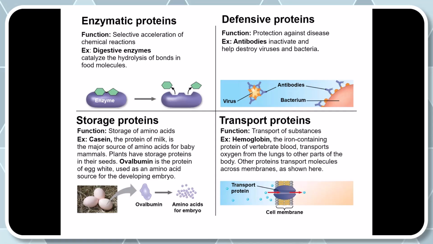Proteins can also store energy, so casein is the protein of milk, ovalbumin is the protein in egg whites, so there are storage proteins. There's defensive proteins as well. I think you've probably already heard of antibodies before. So antibodies are part of our immune system, and they help inactivate and destroy viruses and bacteria. There's also proteins that are important for transport. I think many people have heard of the protein hemoglobin before in our red blood cells that helps transport iron around. There's also proteins in our cell membrane that move material in or out of the cells as well.